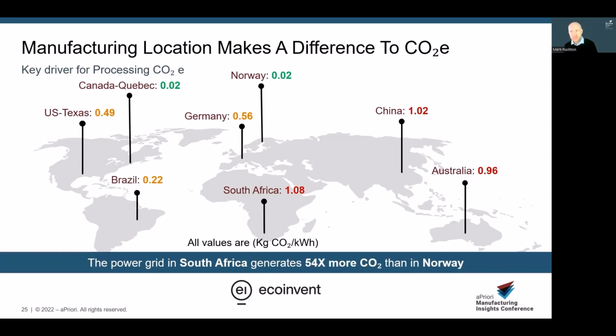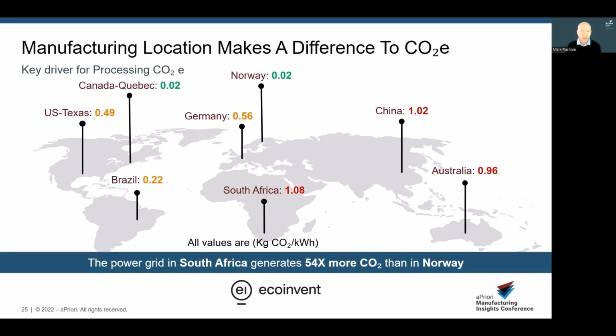So let's take a look at changing our manufacturing location. What exactly makes a difference here? Well, the electricity generation is really the key driver for the manufacturing process CO2 equivalent emissions. And you can see here data coming from our data partner EcoInvent. You can see it has quite a big difference in the amount of CO2 equivalent emissions for generating a kilowatt hour of electricity.